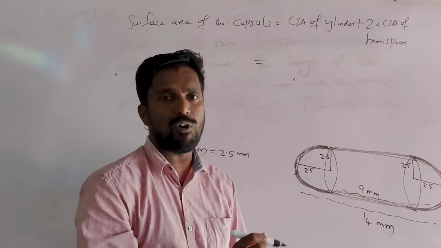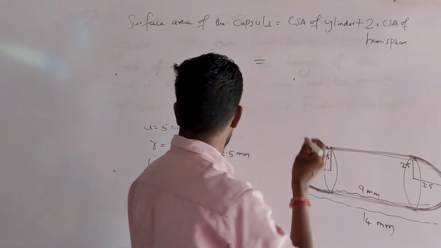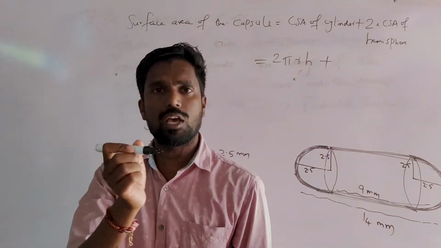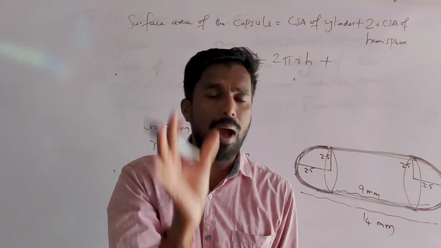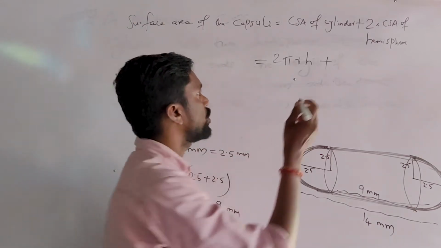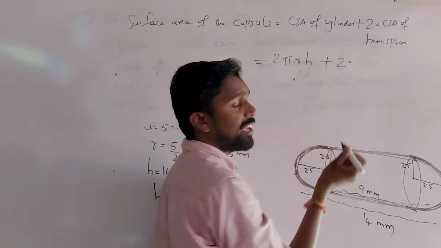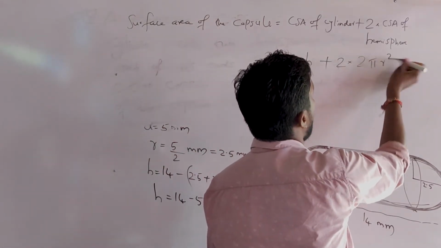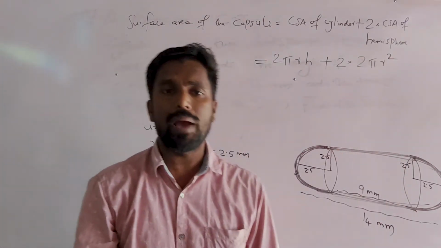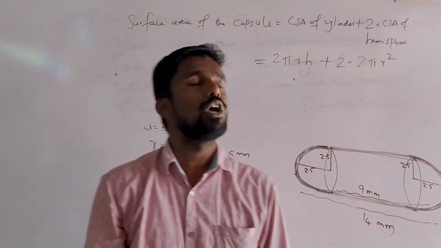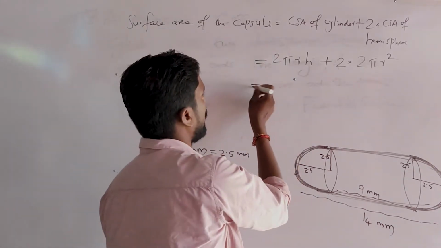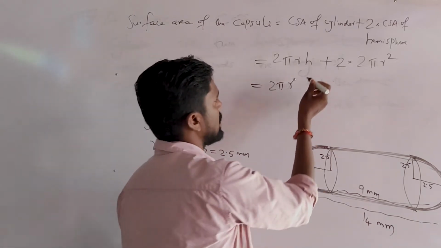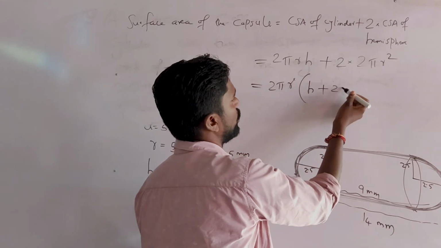CSA of cylinder formula, everybody knows: 2 pi r h. CSA of cylinder is 2 pi r h. Plus 2 into CSA of hemisphere, 2 pi r square. So 2 pi r h plus 2 into 2 pi r square. 2 pi r is common. Balance is h plus 2r.